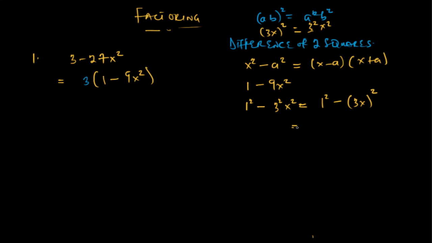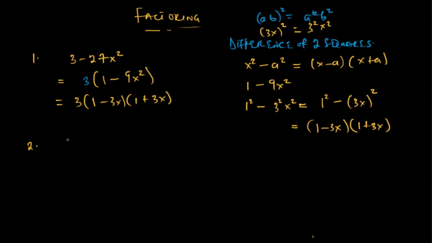Whenever we have the difference of two squares, it simply implies the first minus the second times the first plus the second. That's (1 minus 3x) times (1 plus 3x). So what we're going to write here is 3 into (1 minus 3x) times (1 plus 3x). It's quite simple.